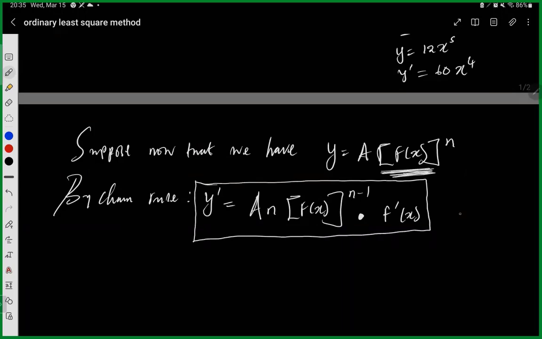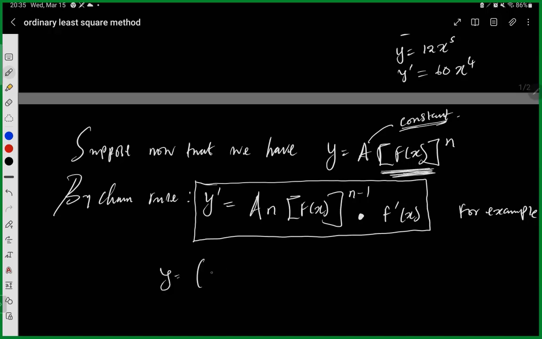For example, let me emphasize this thing, that this here is a constant. If it's a variable, it becomes different. This rule, or the procedure, becomes different altogether. So this is a constant. Let me give an example.